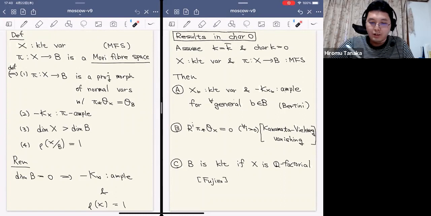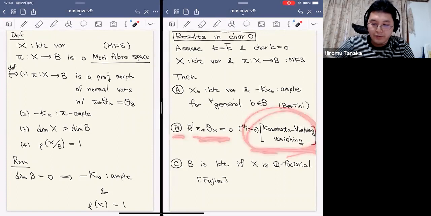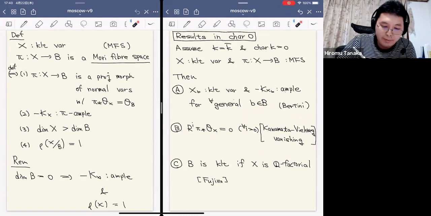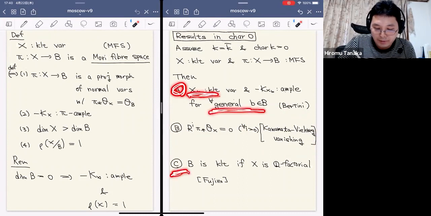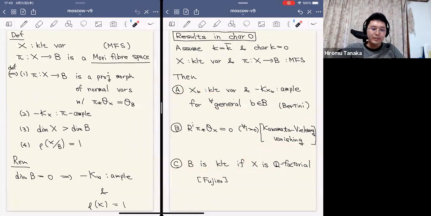Okay, I think I have explained up to B, maybe. So this is vanishing because of Kawamata-Viehweg vanishing. Then the first property A is about the general fibers, and the third property is about the base. So the base is KLT if the total space is Q-factorial.